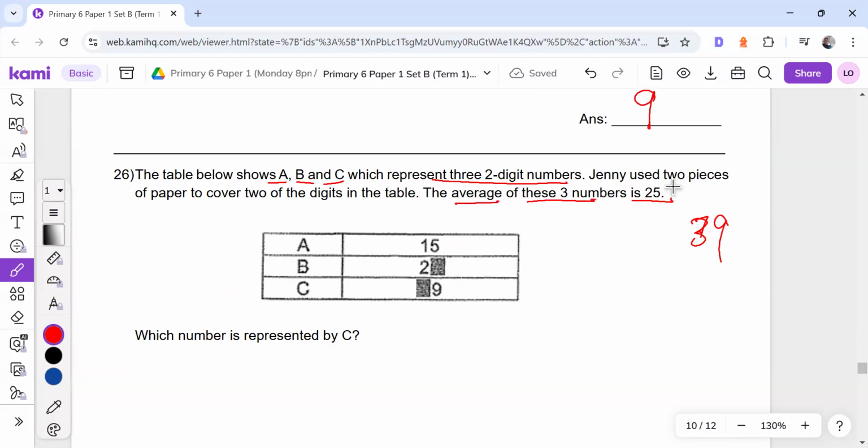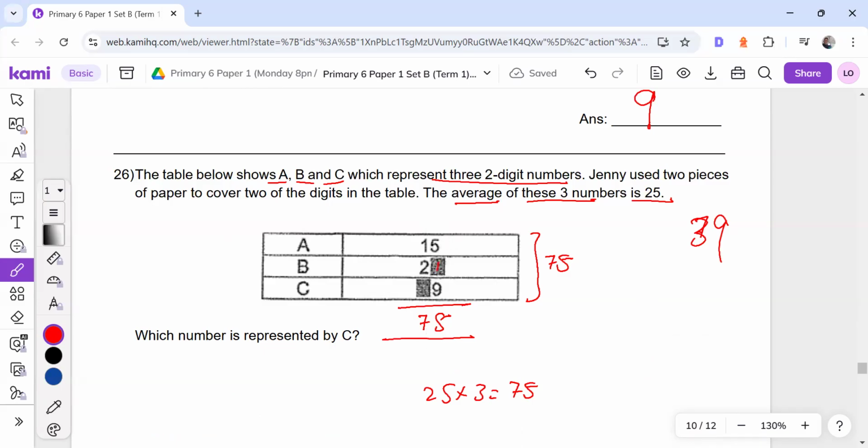Every time you see average, you can always find the total. You take 25 times 3 to get the total. Whenever there's average, you find total. Then the rest is easy. Add them together becomes 75. And you do some guess and check. 5 plus 9 is 14. 14 plus what equals? Cannot be 5. There's a 5 there.